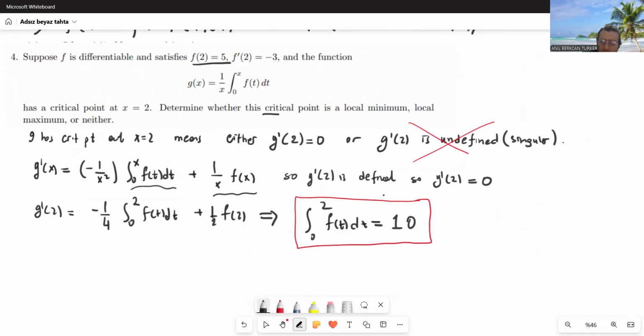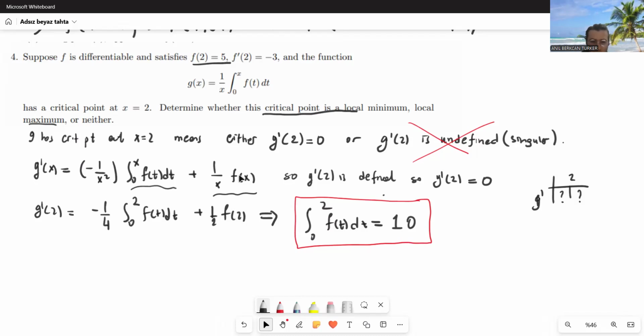We need to determine the critical points. Either it is a local maximum or a local minimum. So we will determine whether g at 2 is a local minimum, local maximum, or neither. Okay? It is a bit hard to investigate this critical point in terms of tables. So we cannot analyze. Is it positive? Is it negative? I mean g prime. So it is better to use the second derivative test.